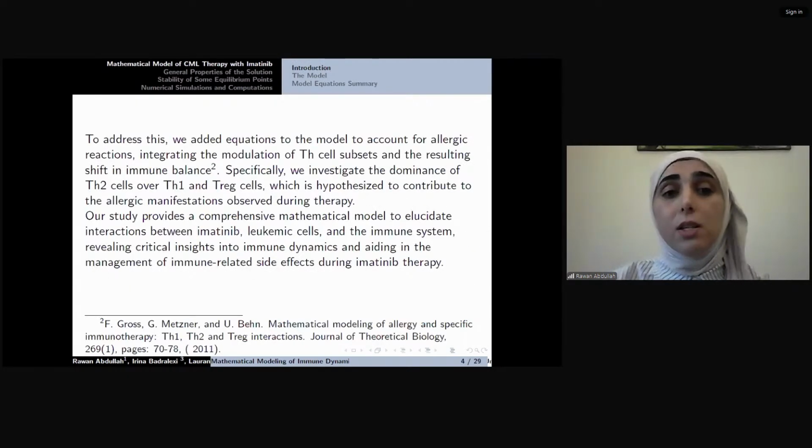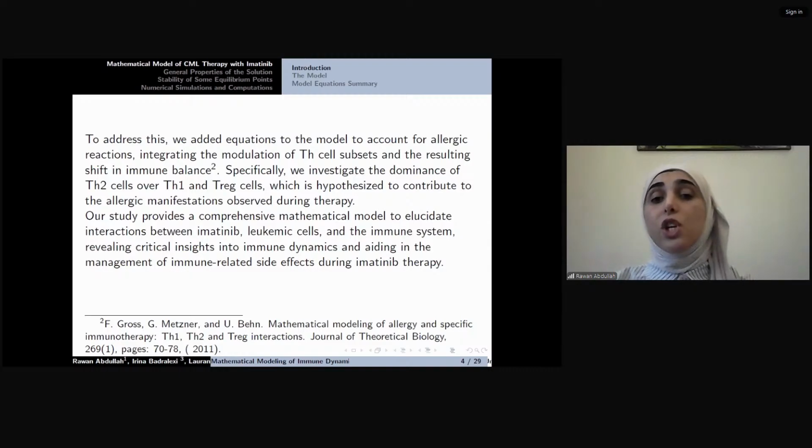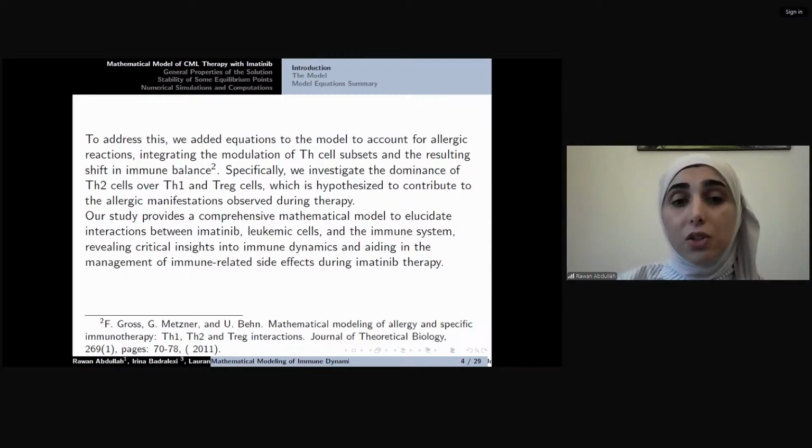To address this, we utilized this paper and added some equations to the model to account for allergic reactions, integrating the modulation of Th cell subsets and the resulting shift in the immune balance. Specifically, we will investigate the dominance of Th2 cells over Th1 and T regulatory cells, which is hypothesized to contribute to the allergic manifestations observed during the therapy.